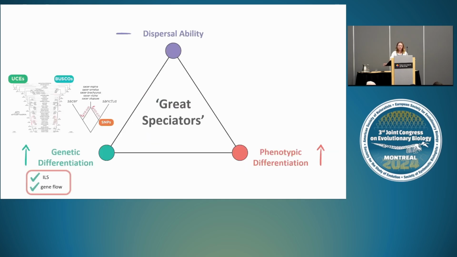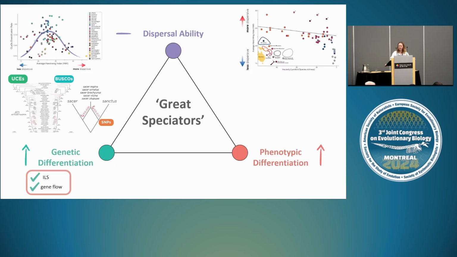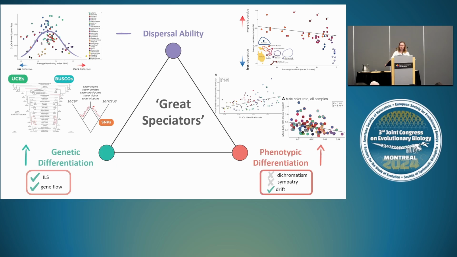And so to wrap this up, we showed that the rapid pace of speciation has contributed to high ILS, but that these lineages are not completely genetically isolated owing to evidence of gene flow, and that the fastest diversifying lineages have intermediate values of dispersal ability, and that this pattern is being obscured by the island syndrome. And that faster diversifying lineages also have faster rates of phenotypic evolution, driven by drift in small island populations of this genus of great speciators.